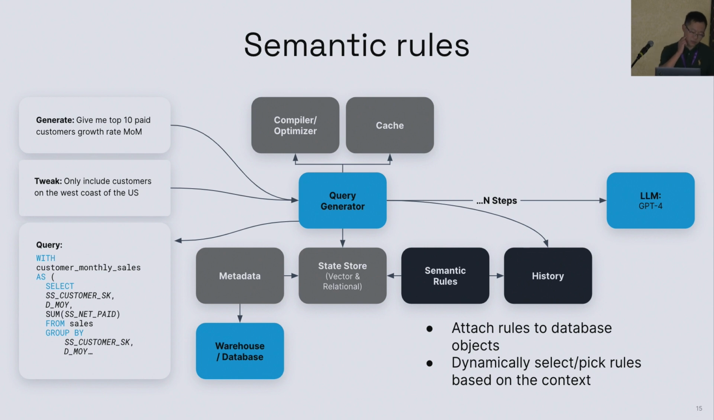The other part is that we also need the capability to dynamically select the rules based on the context. We also find that if you have too many semantic rules and you just dump all of them into the prompt, the model gets really confused about which one to use, and sometimes it ignores the rules. So doing some preselection here is also very helpful.